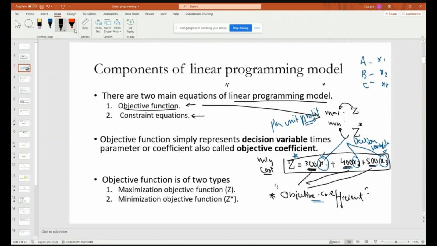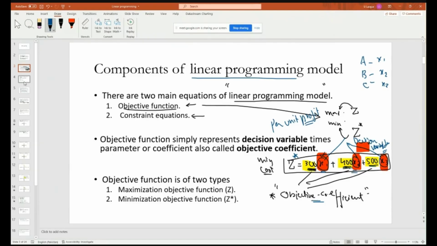Now, the objective coefficients are known in a linear maximization or minimization function. What we want to determine are the values of the decision variables. That's the name, decision. We need to take a decision on how much to produce, or how much to increase or decrease, about these highlighted variables. So basically, linear programming tries to find out the values of these decision variables.